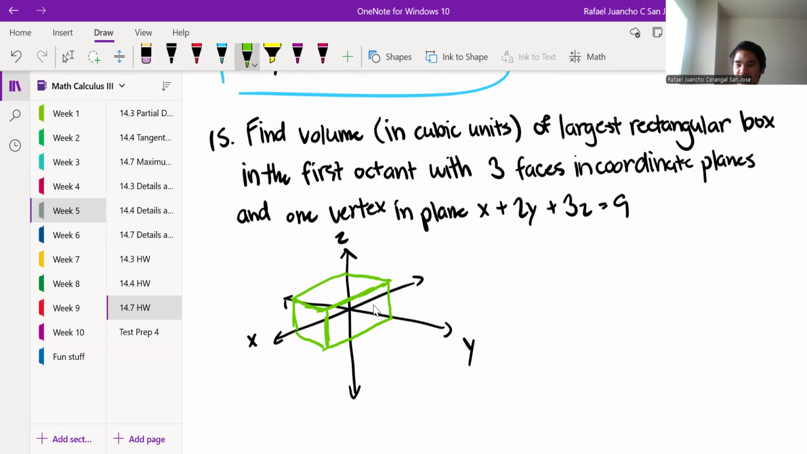Now, what does it mean to be large? Also, one vertex in the plane x plus 2y plus 3z equals 9. I don't know what that looks like in 3D space, but I do know one thing. This has a normal vector of 1, 2, 3. So what can we say about that? We go x1, y, one vertex.